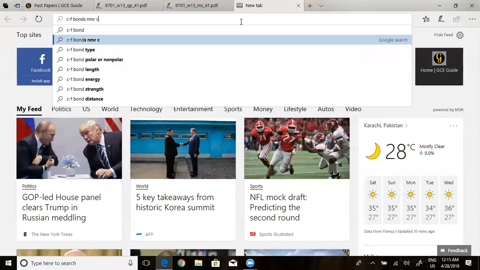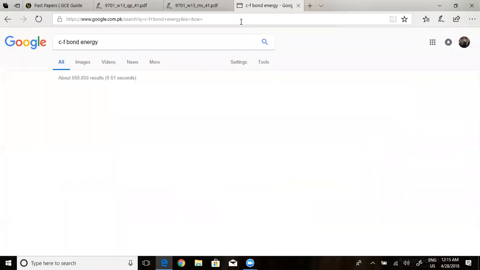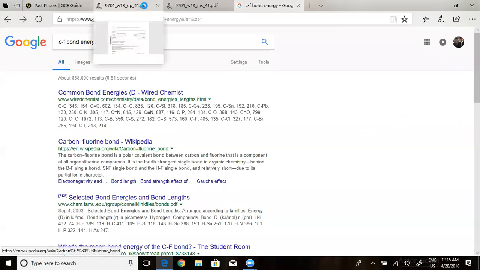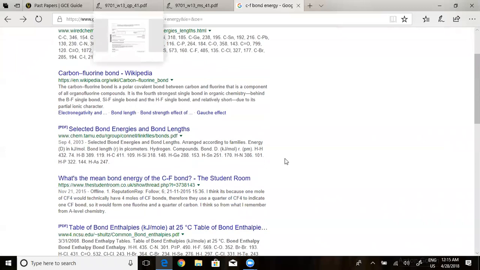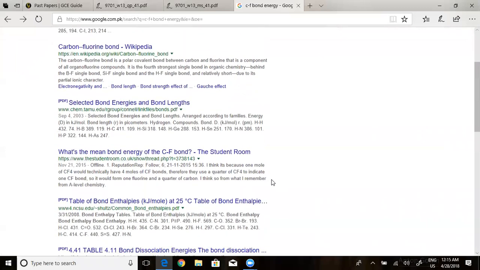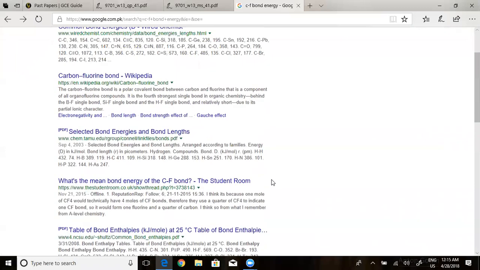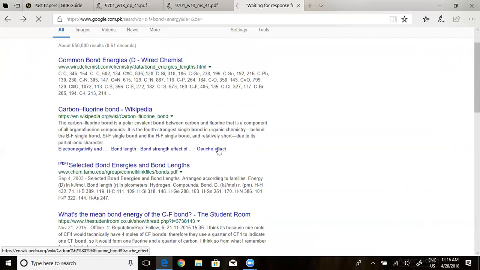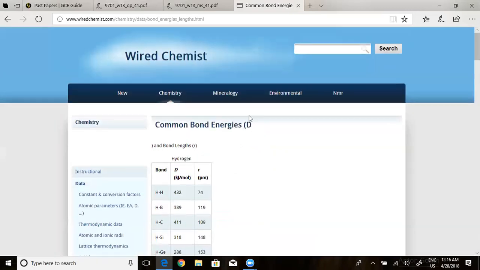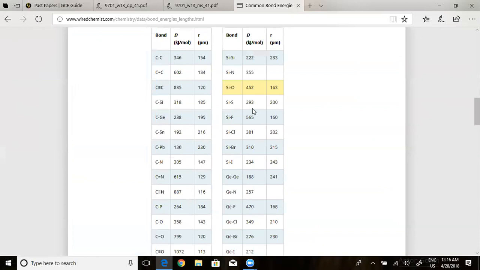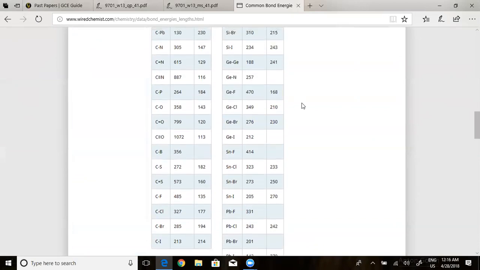By the way, I don't think you have to quote the values. We just have to tell them the trend. No, I think you have to quote the values. That's why they say use the data booklet. So let's find the value of the bond energy, let's call it A. Move ahead, you'll find it.